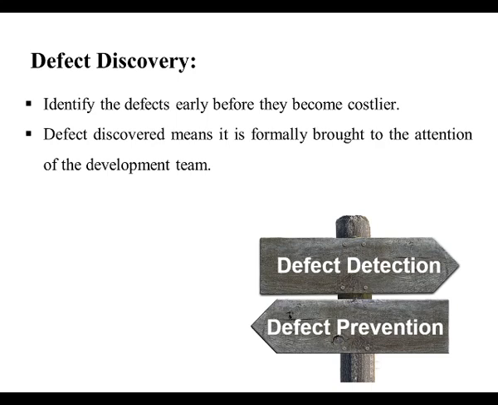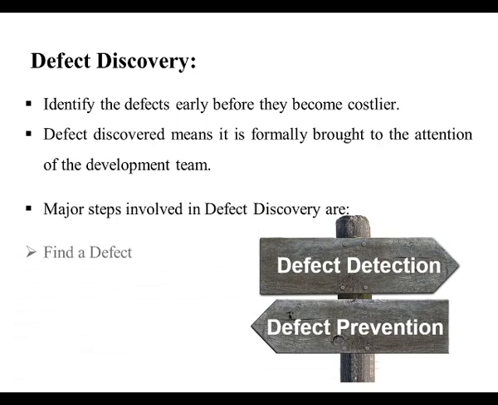There are a few steps involved in defect discovery. The first step is to find a defect. Identify defects before they become a major problem to the system. The second step is to report the defect. As soon as the testing team finds a defect, their responsibility is to make the development team aware that there is an issue identified which needs to be analyzed and fixed.